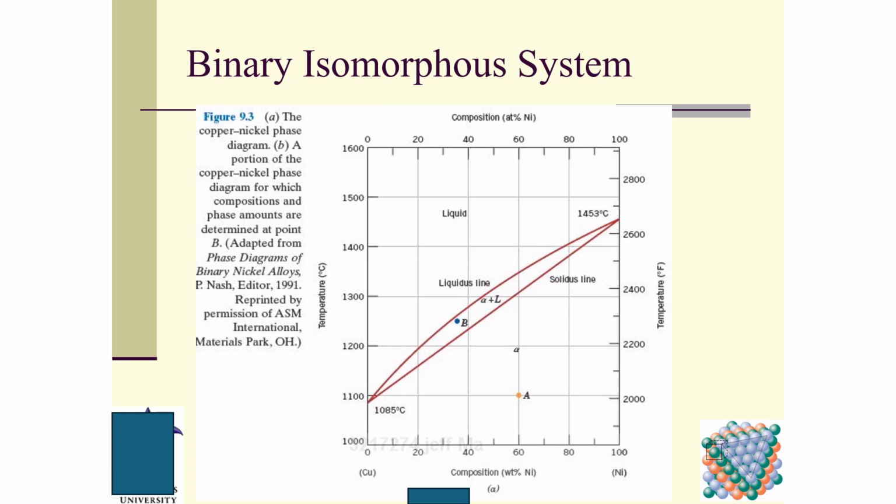And we also have learned for this binary isomorphous system, we have three phase fields. Here is the liquid, and here is alpha, the solid, and in between these two curves, this curve is called a liquidus line, and this curve is called a solidus line. And between these two curves, we have the coexistence of L and alpha. That means we have both L phase and also alpha phase. This is what we have learned. Any questions regarding this slide?